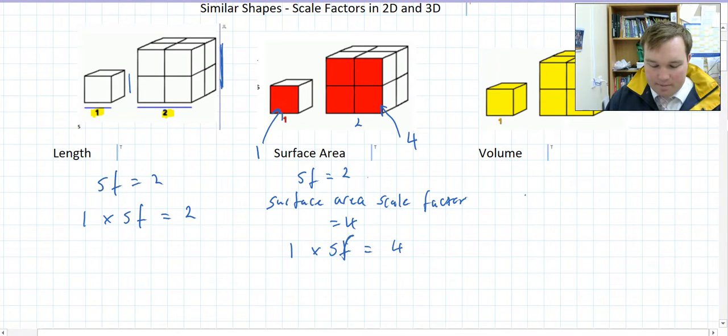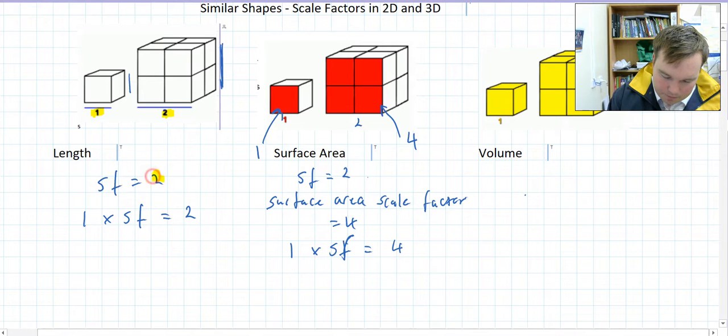Note the pattern here, that if we took the original and multiplied it squared, we would get our 4.